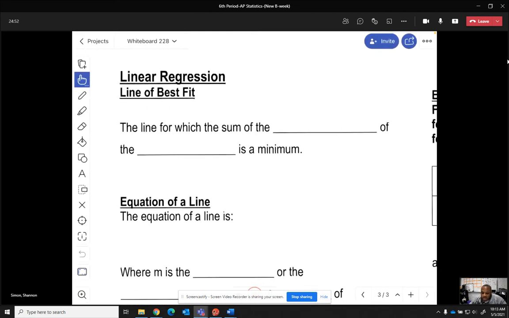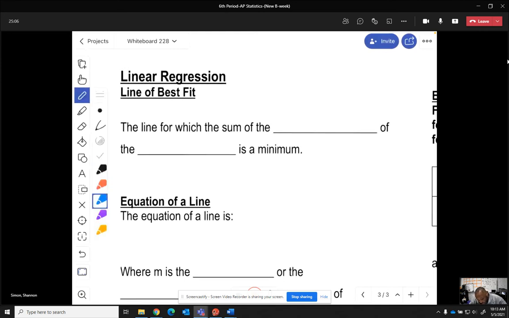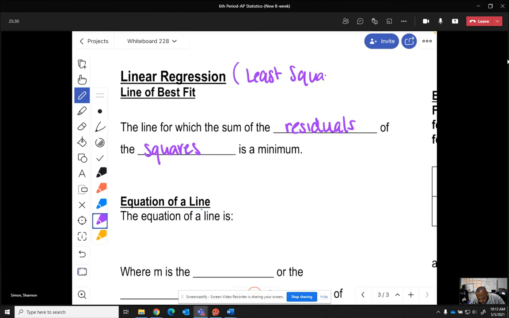So now that we talked about correlation, we're going to talk about actual linear regression. And linear regression, also known as least squares regression, comes from the concept of a line of best fit. The line of best fit is the line for which the sum of the residuals of the squares is a minimum. And when we talk about that, what we're really talking about is what we also refer to as least squares regression.